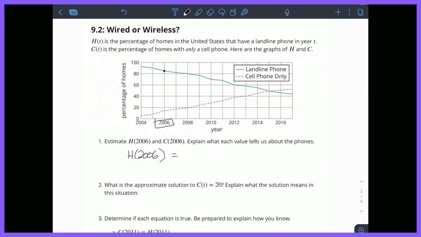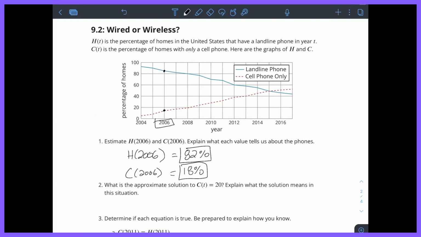Approximately, why don't we call it 82%? 82%. Okay? And then let's do C of 2006. So 2006, the same year, we're looking at C, which seems to be about, we'll call it 18%, just shy of 20%. What each of these percentages mean is that in the year 2006, 82% of people had landline phones in their house, and 18% of people had just a cell phone in their house. Again, this is just data for the United States.